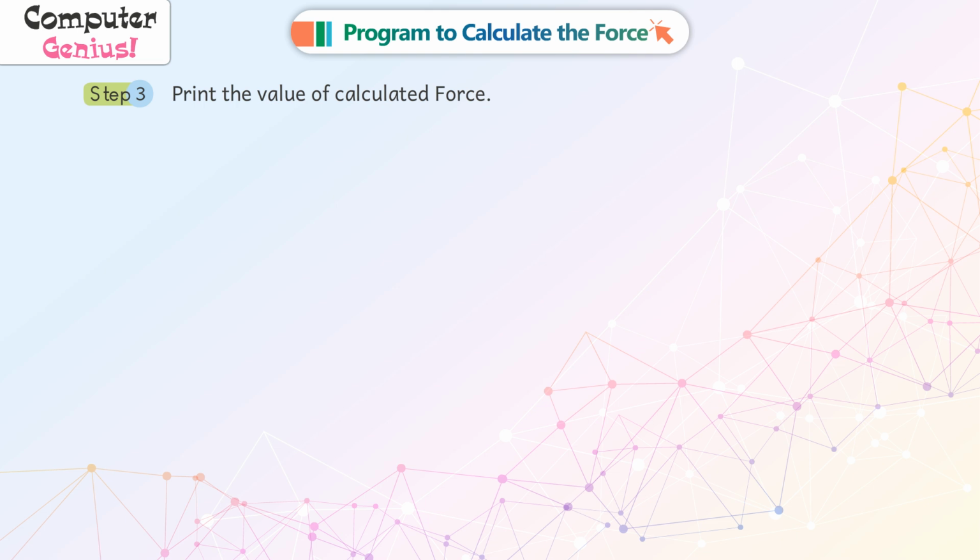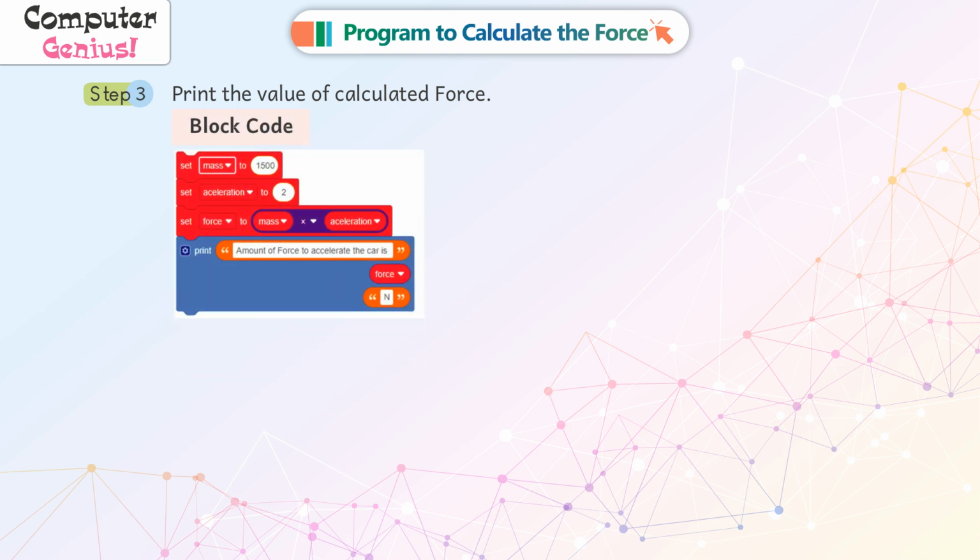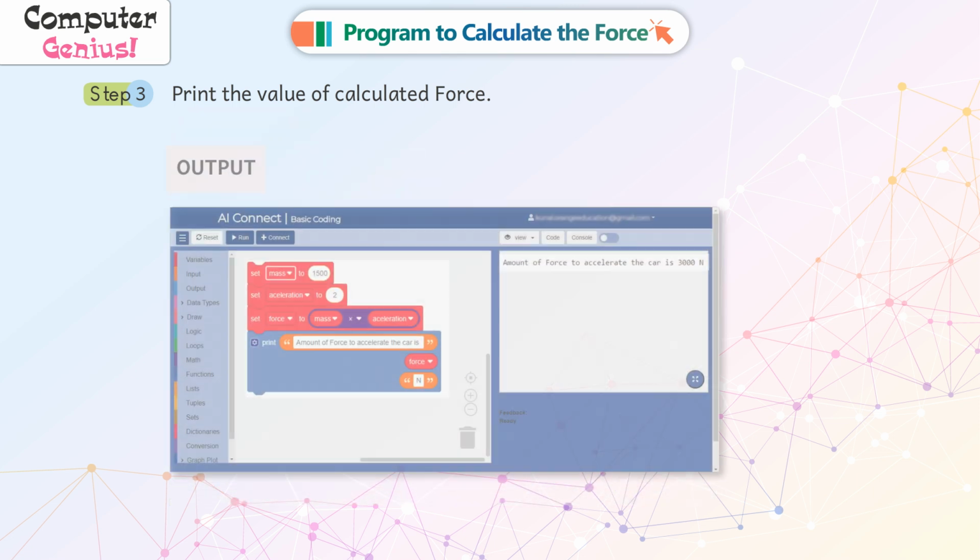Step 3. Print the value of calculated force. Block code. Textual code. Output.